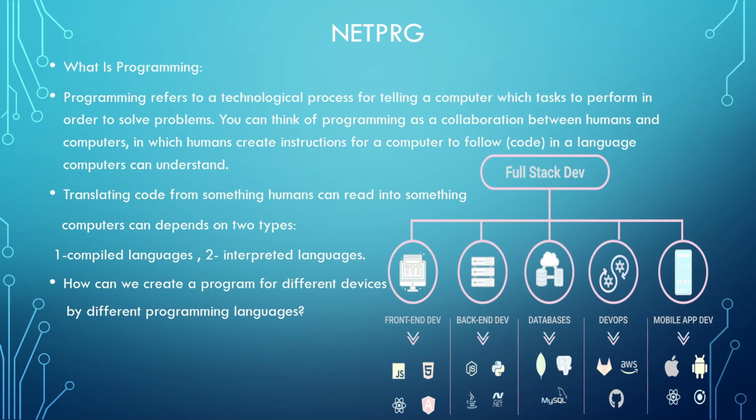The first language that we use is HTML. It's not a programming language, it's a hypertext markup language, and CSS for design, and some basic JavaScript. JavaScript is a programming language. You need to understand it and use it inside your web applications. The second field is backend developer.